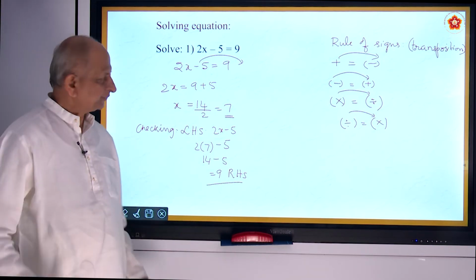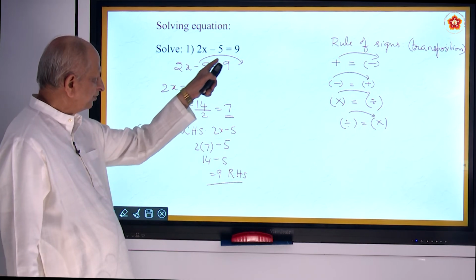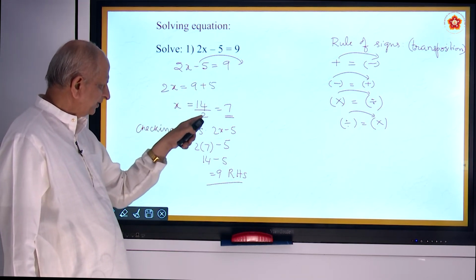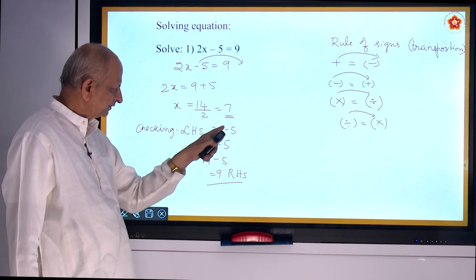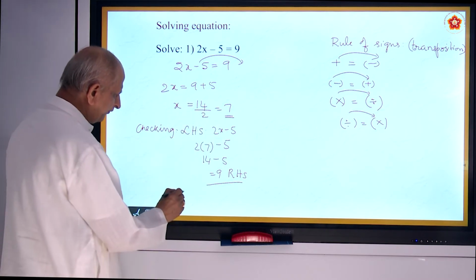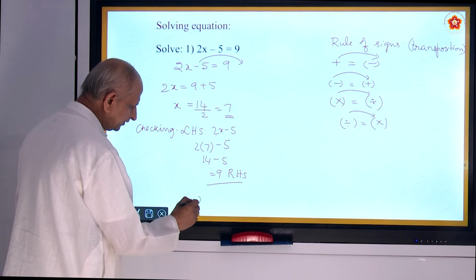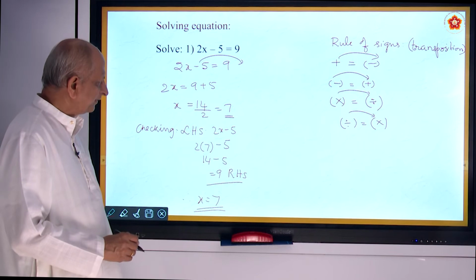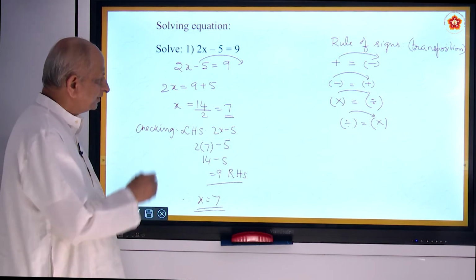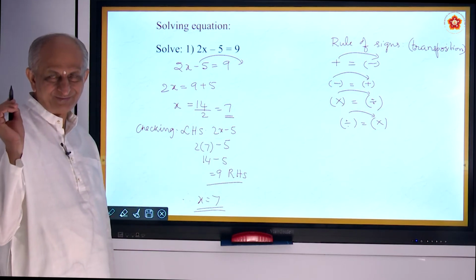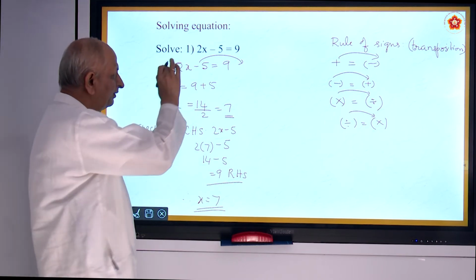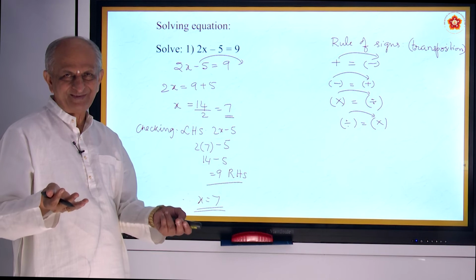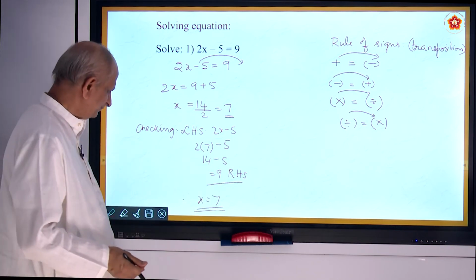Got the point? So what have we done? Minus 5 was brought here, it became plus. Into 2 was brought here, it became divided by. That's all the answer. So what is the final answer? For the value of x equal to 7, the equation holds good. It means the equation becomes balanced. You heard about balance, no? Physical balance. It should be equal on either side.